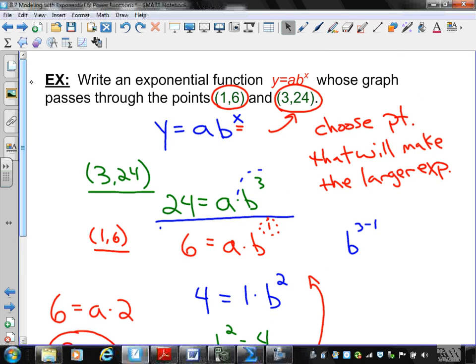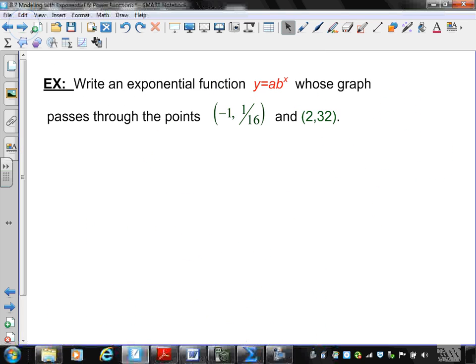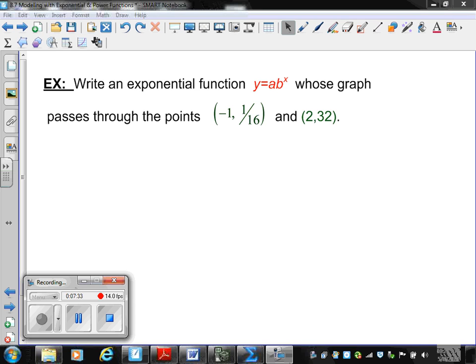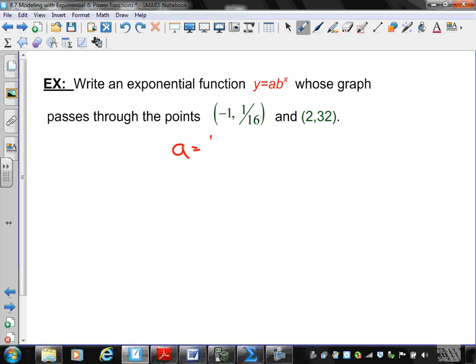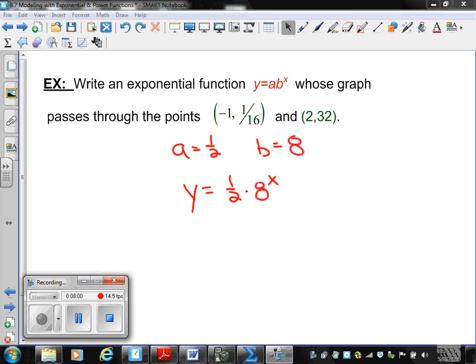Okay, let's take a look at, actually, excuse me, I'm going to let you guys do this one on your own. So take a moment. The numbers aren't quite as nice, but take a moment and solve this one, and I'll put the solution up here momentarily. Okay, so I get A is going to be a half. B, which is probably what you got first, ends up being 8. So the equation ends up being y equals 1/2 times 8 to the x. Okay, so there's a little practice for you with writing exponential functions given 2 points.